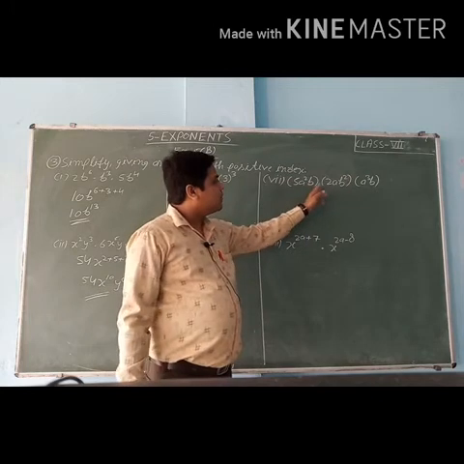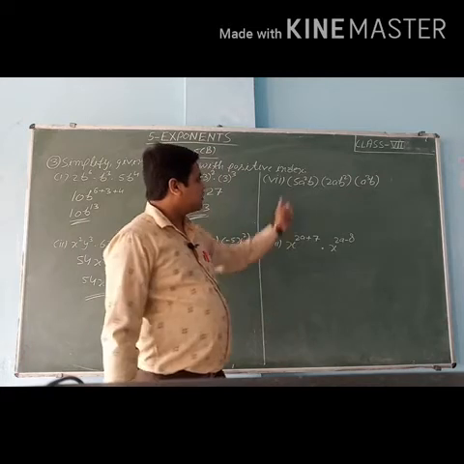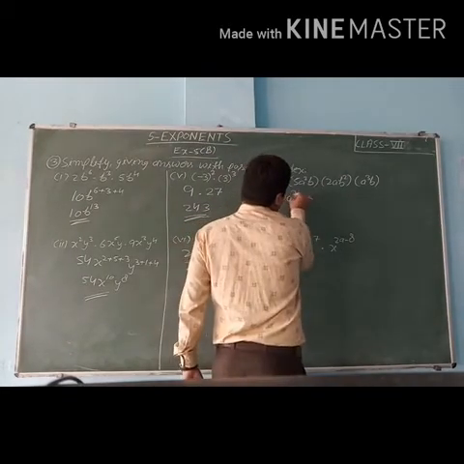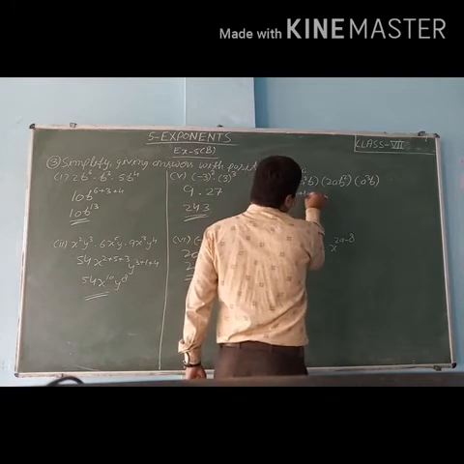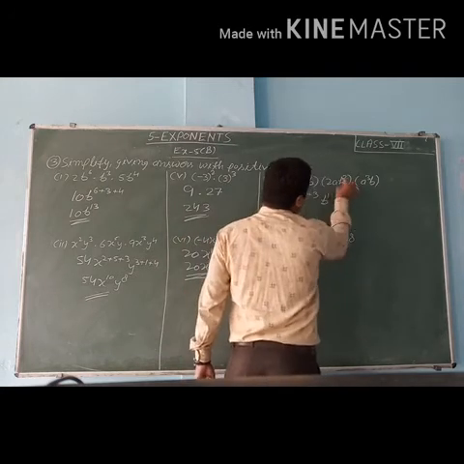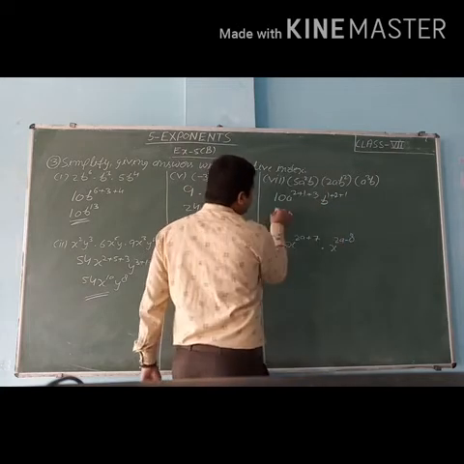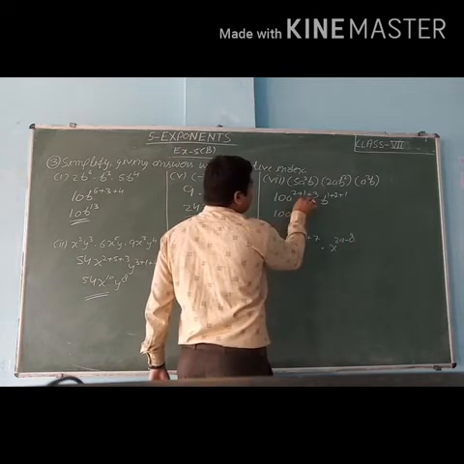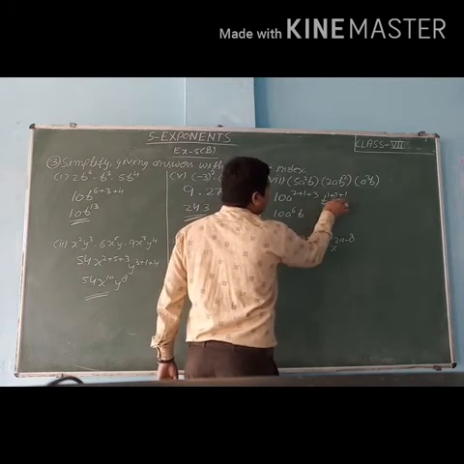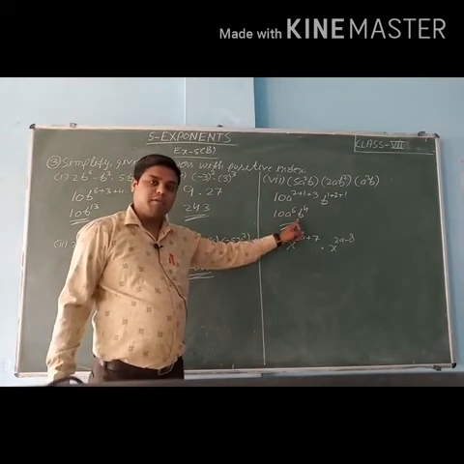5a square b multiply 2ab square multiply a cube b. So same, do the multiply of numbers. 5 times 2 is 10, 10 times 1 is 10. Then a is having power 2, then here 1, then here 3. Then about b, here power 1, here 2, then here 1. So 10a raised to the power 2 plus 1 is 3, plus 3 is 6. Then b raised to the power 2 plus 1 is 3 and 1 is 4. So 10a raised to the power 6, b raised to the power 4.